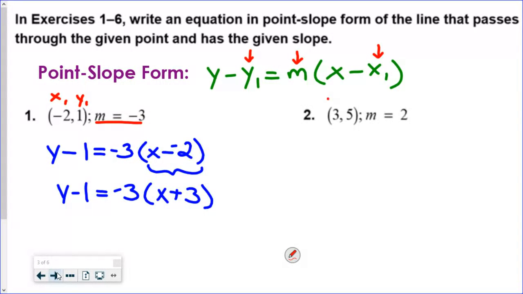So here we go. x sub 1, y sub 1. You can pause the video, see if you can write it. Okay, here we go. So y minus my y in my ordered pair, my point, my slope, x minus my x. Do I have any minus and negatives? Nope, you're good to go.